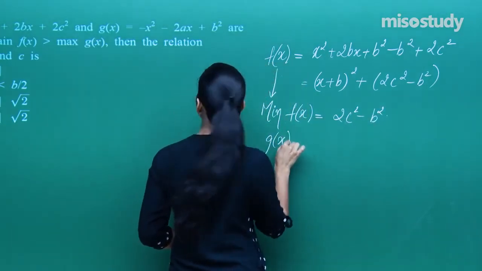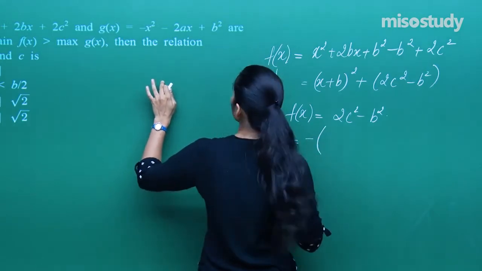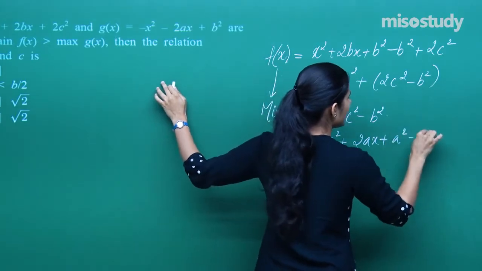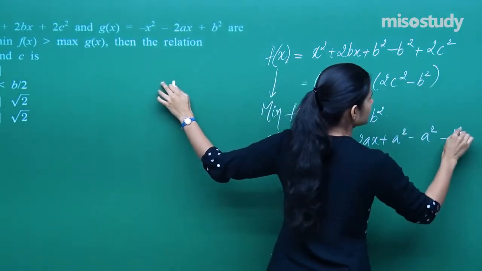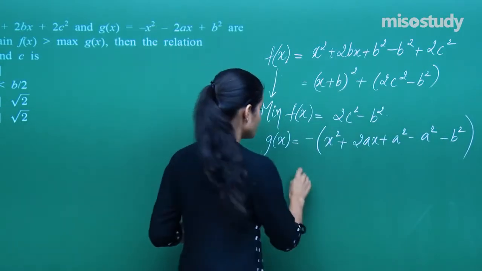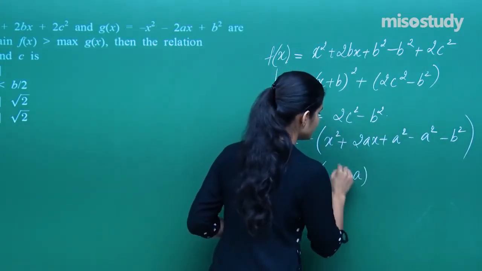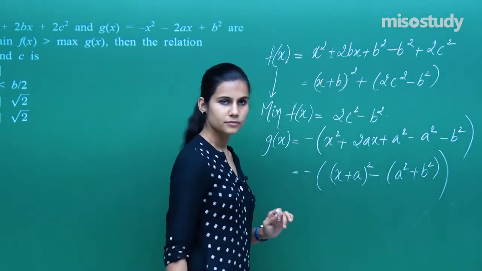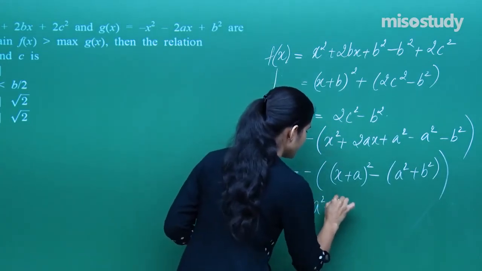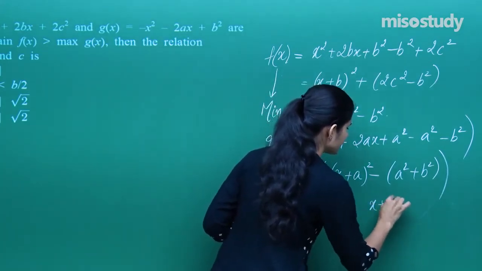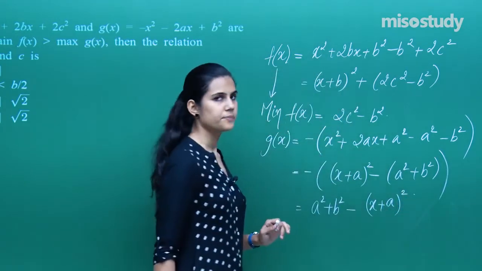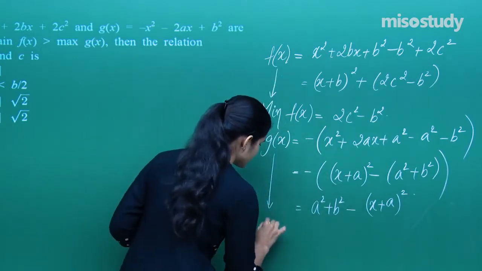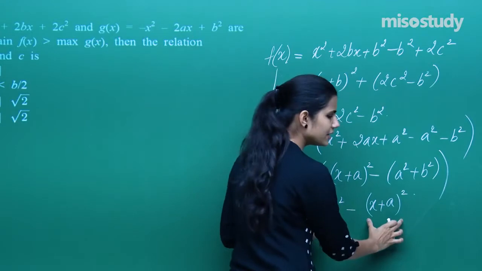Talking about g(x), it is minus x square, so taking minus common, x square plus 2ax plus a square minus a square minus b square, because we have taken minus out common. So this gives you minus of (x plus a) whole square minus a square plus b square. Or rather you can say a square plus b square minus (x plus a) whole square. Okay.